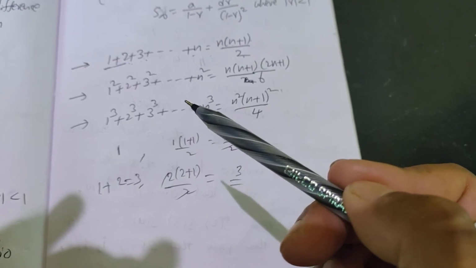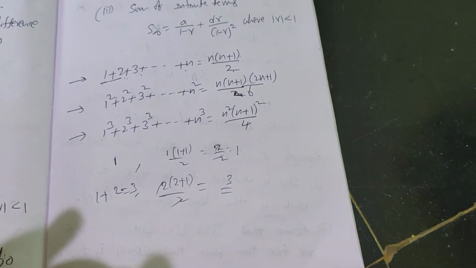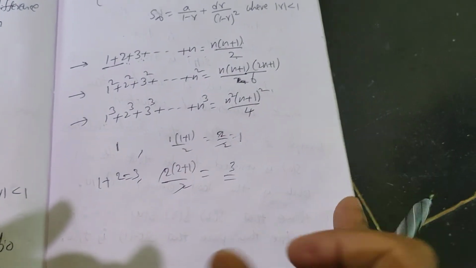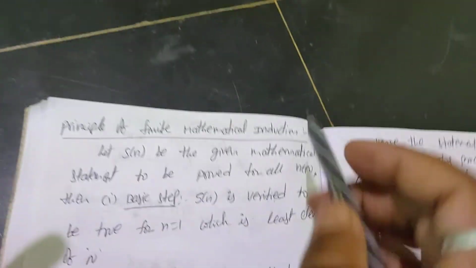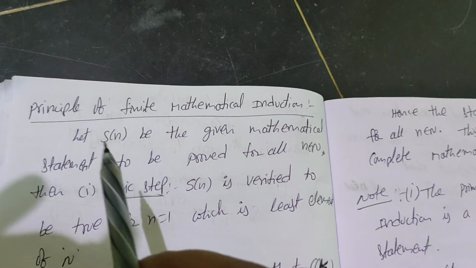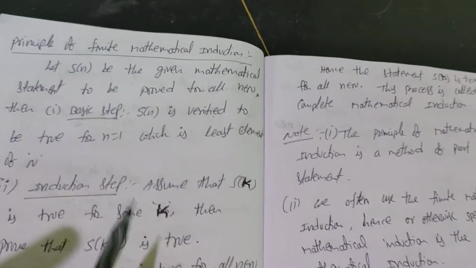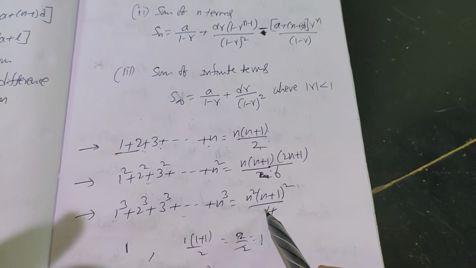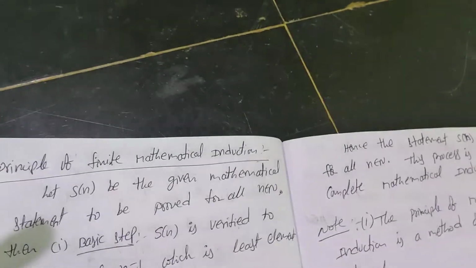Our mathematicians worked on problems like these many times and came to a conclusion in a short form. Now we are going to discuss that short form, which is called mathematical induction. So, the principle of finite mathematical induction. Let S of n be the given mathematical statement. What is the given mathematical statement? Like this: this is one statement, this is one statement, this is one statement.